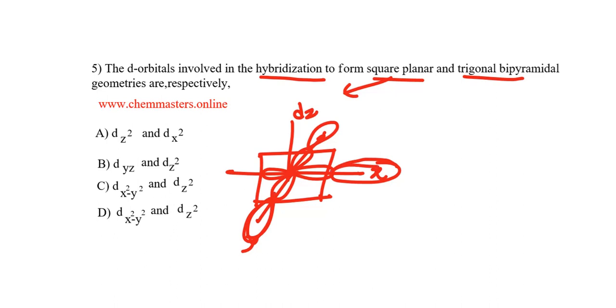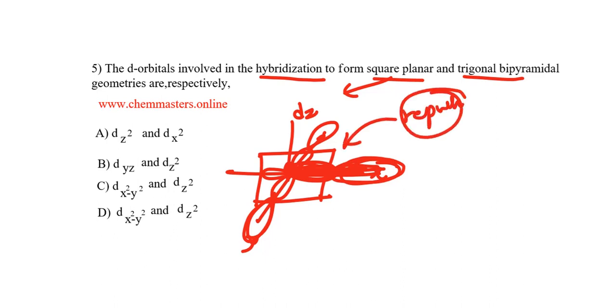Whenever the d orbitals of that particular metal and the electrons of the ligand approach from the same direction, that means on the same line or same axis in the opposite way, repulsion can be seen. Due to that repulsion the energy rises. So in square planar geometry the highest energy d orbital must be dx square minus y square.